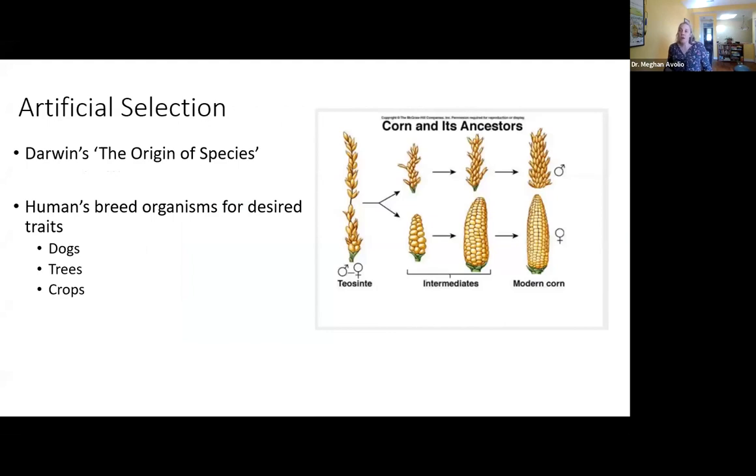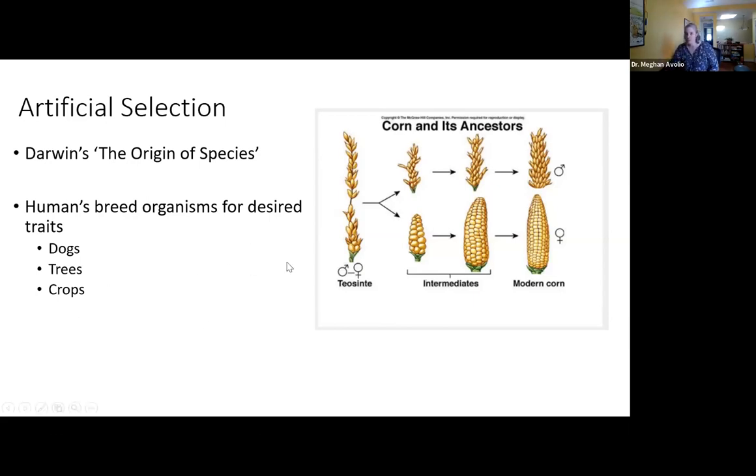And finally, I want to talk about artificial selection. When Darwin wrote his book on the origin of species, he discussed artificial selection. He spoke a lot about dogs. Artificial selection is when we as humans breed species for traits that we really find desirable.